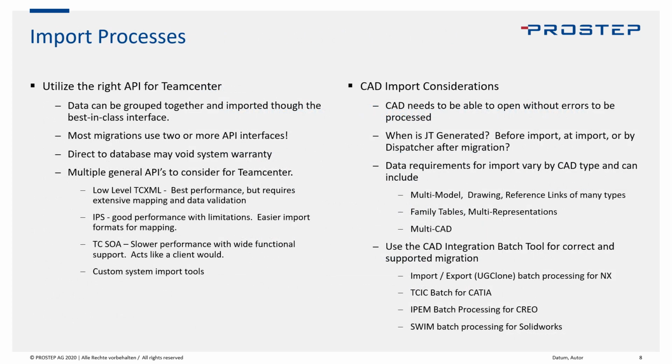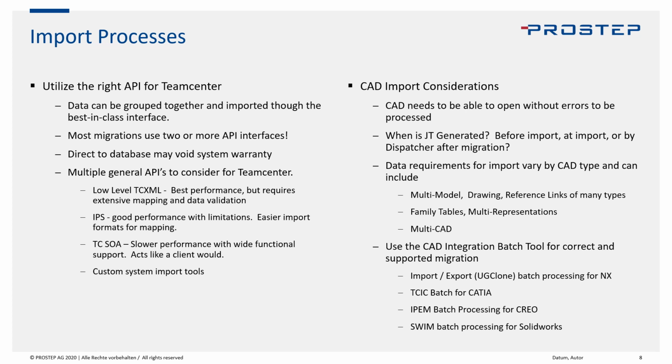So following the mapping and translation, now talking about import processes and risks and solutions for that. So generally, where we see issues with migration is when they haven't used the right API and are either pushing in bad data into Teamcenter or they're using a slow API that's maybe not as performant as it should, right?